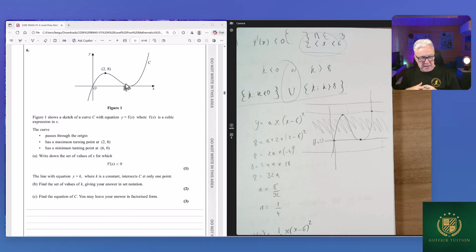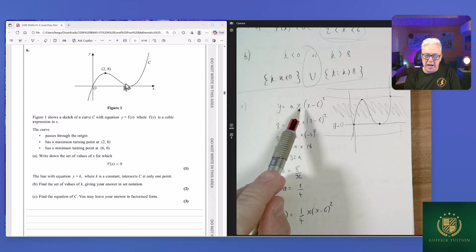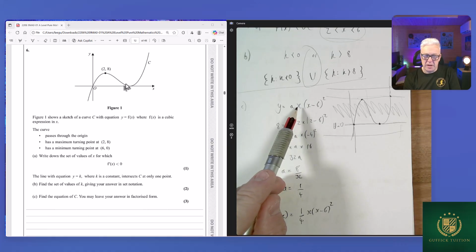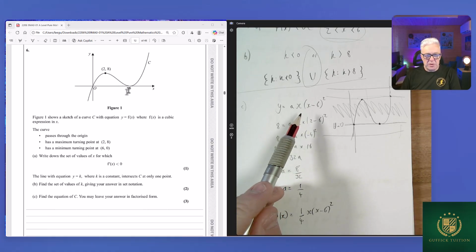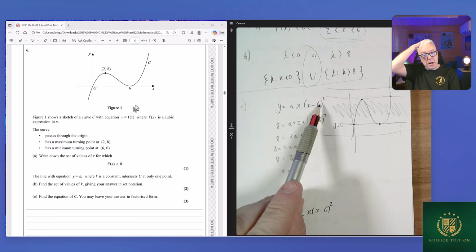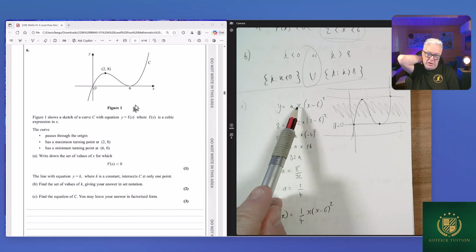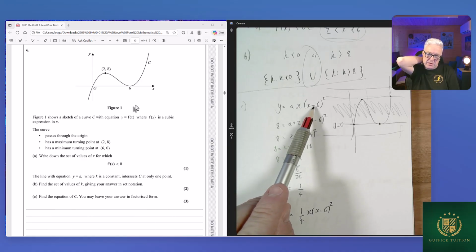Now, part C, it says, find the equation of C. You may leave your answer in factorised form. Let's think about what we know. We know that the curve goes through the origin. The significance of that is that there will be an x on its own outside. You can see from the graph that we also have a repeated root at 6, which means we're going to have an (x minus 6) squared. So that's going to give us our three roots: we've got 0 and we've got 6 squared.